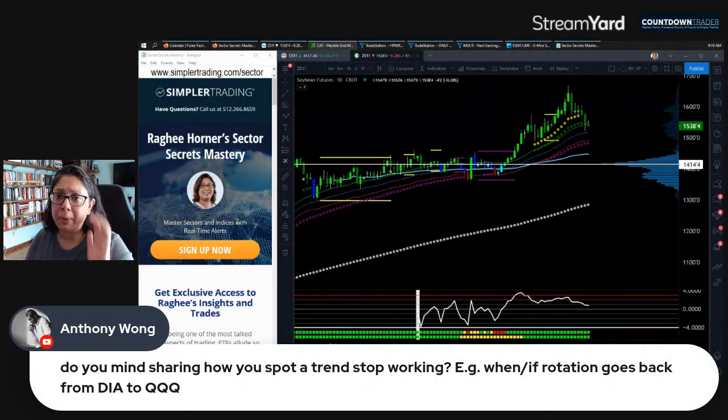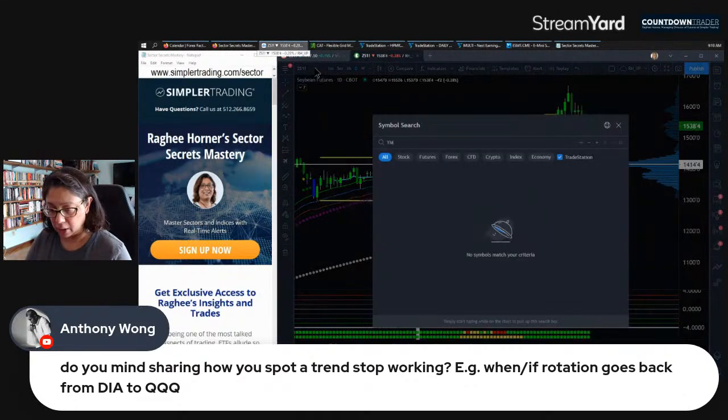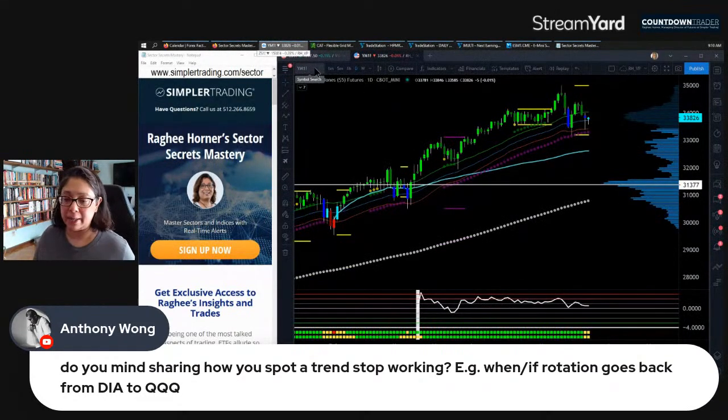Anthony, do I mind sharing how I spotted trend stop working if and when rotation goes back from DIA to QQQ? So, Anthony, I would say I would be very cautious, assuming that industrials are going to slow down. They might correct, but I would still bet on industrials to the long side. But like any trend that isn't reversed or broken by Federal Reserve shifts in policy, because those are sudden, they're abrupt. We've seen them twice, once in 19 Q1, once in 20 Q1. But for the most part, they're going to do sort of what's happening now, which is we're going to lose the double green. We're going to go to yellow.